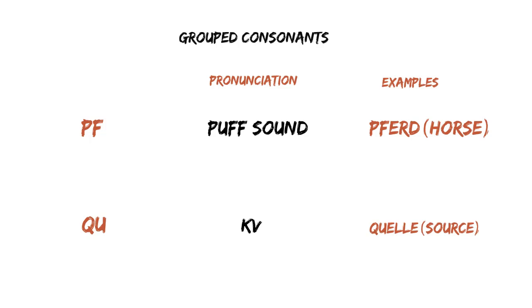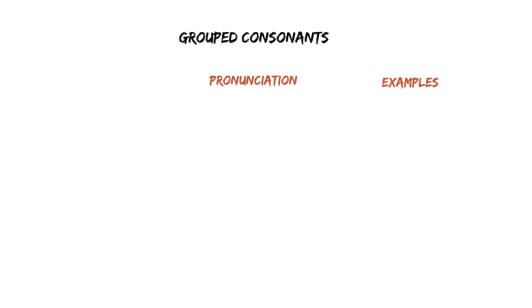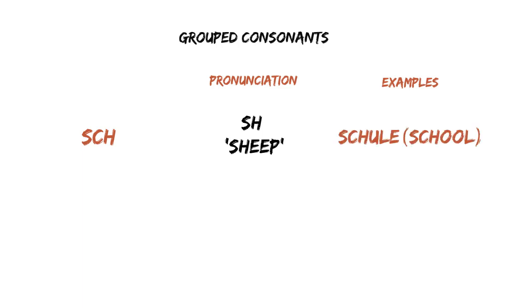The next letter combination is SCH, which is pronounced like the English letter combination of sh. In English, we have the word sheep, and in German, we have the word Schule, which means school.